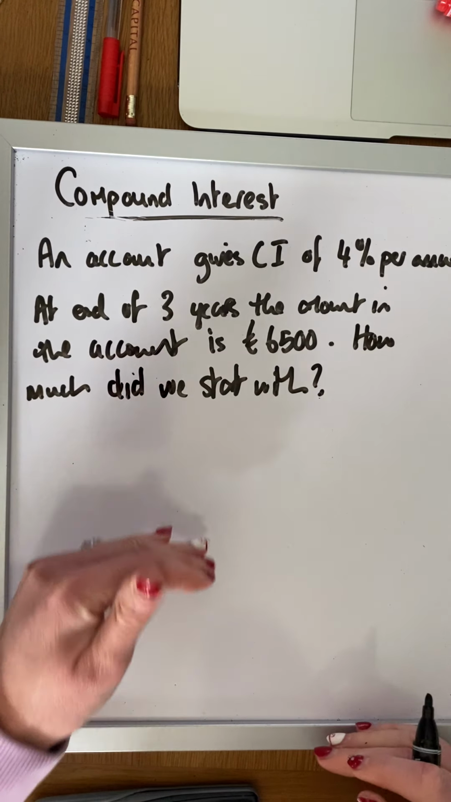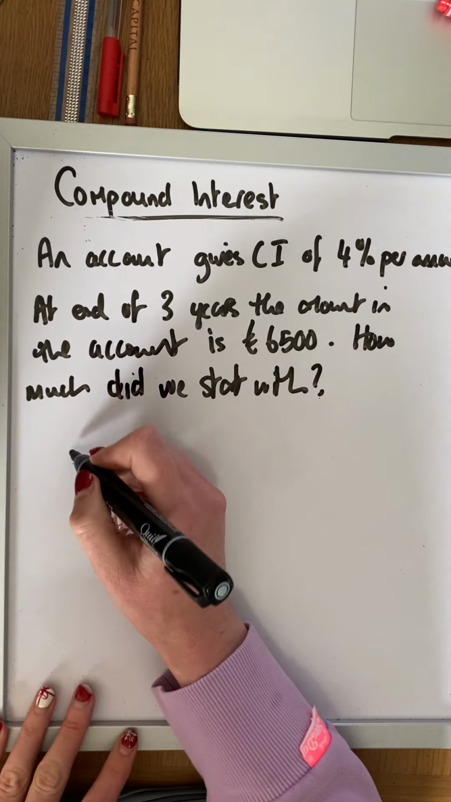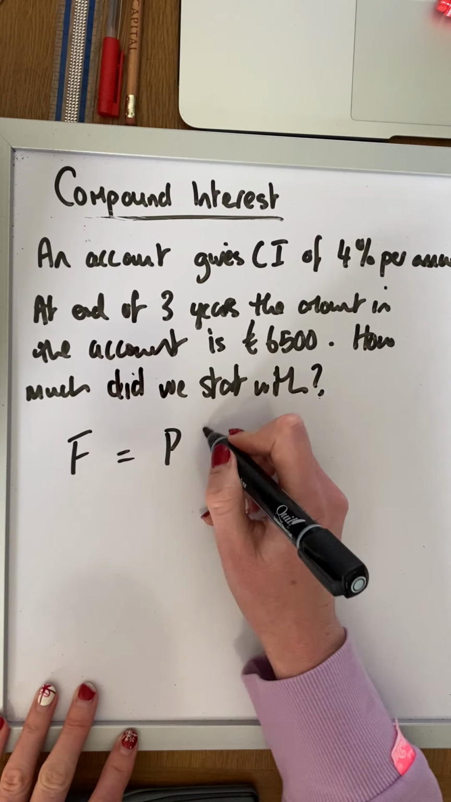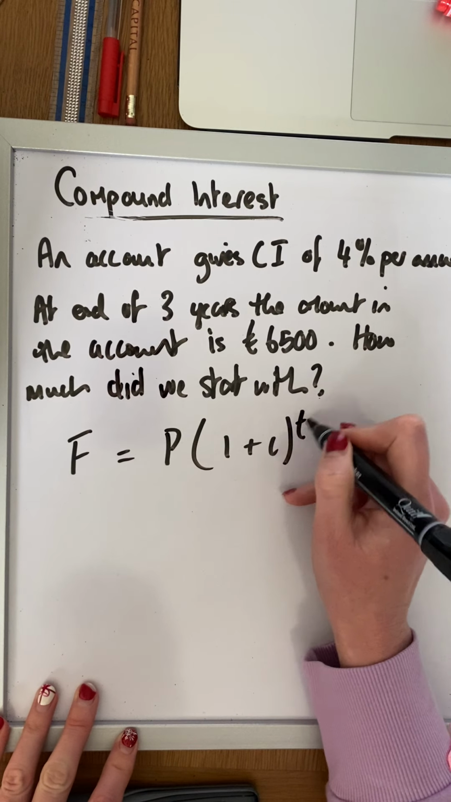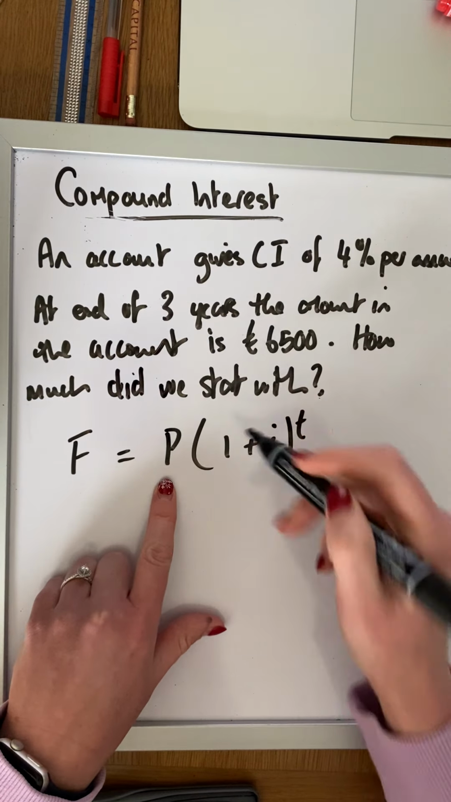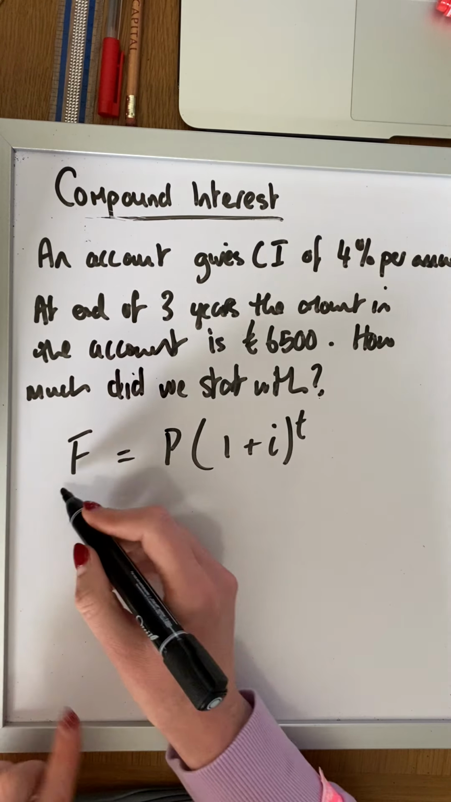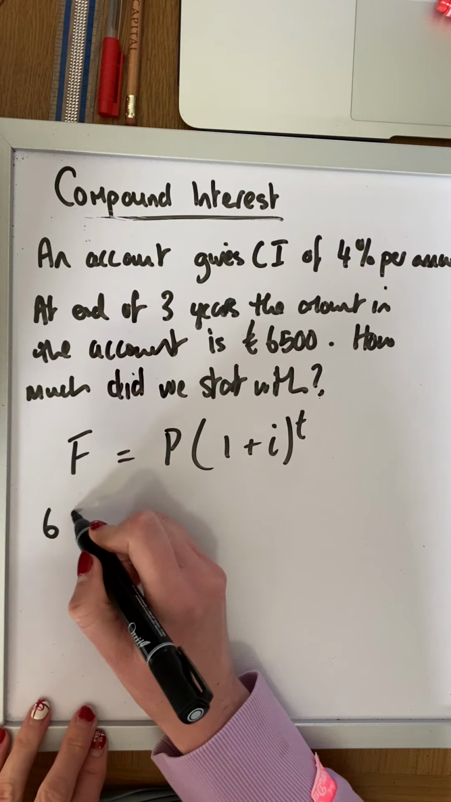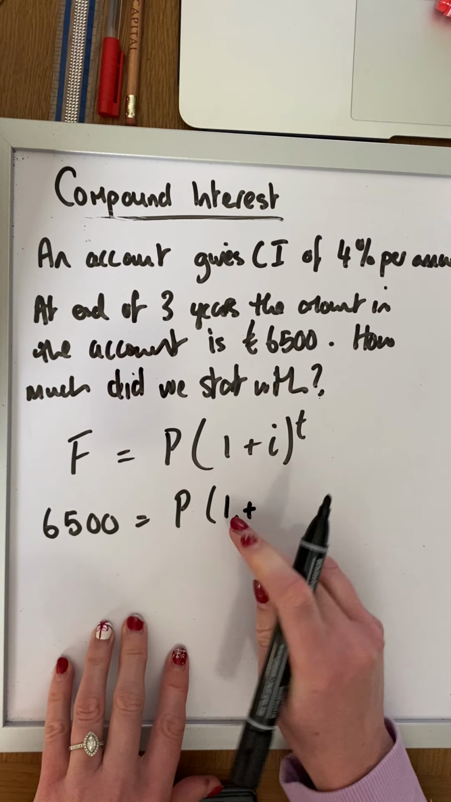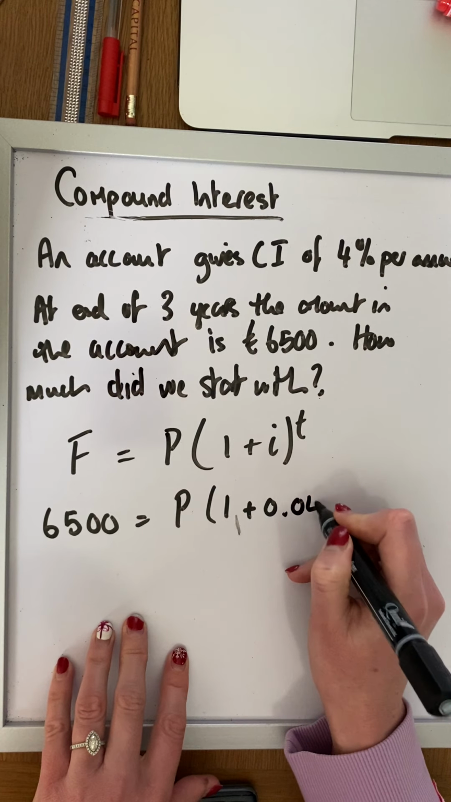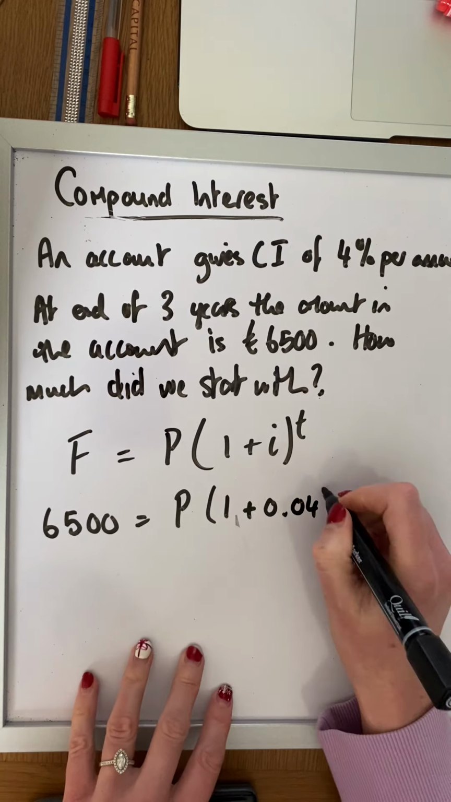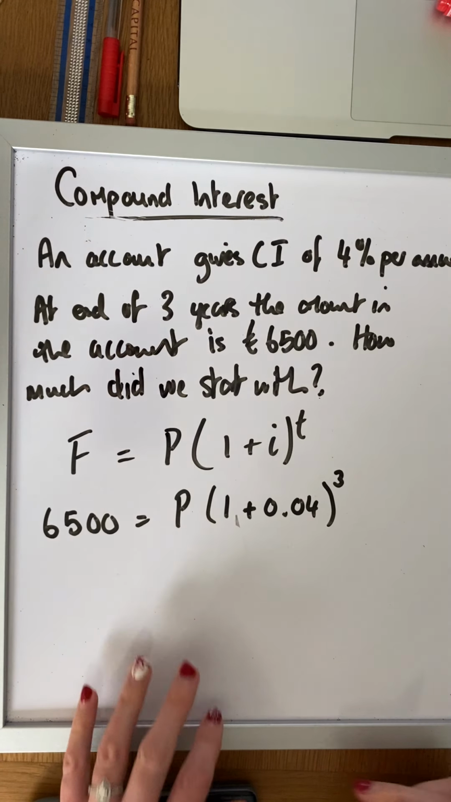So in this question, we are looking for the starting balance. So again, we write out our formula, F equals P bracket 1 plus I to the power of T. In this one, we know what the final value is. At the end of the 3 years, the amount in the account is 6,500, so that's our F. We don't know what our P is. We have 1 plus 0.04, 4% is 0.04, to the power of 3.